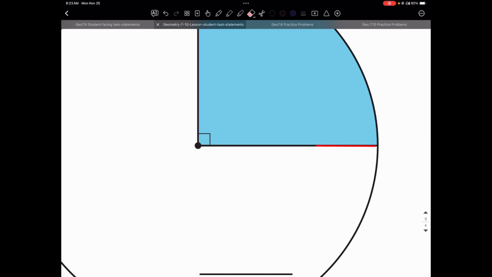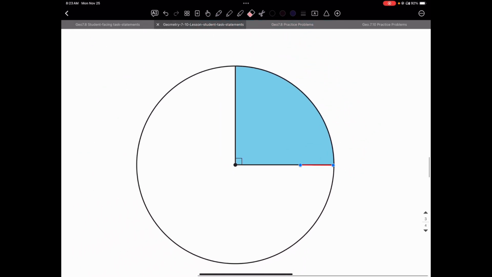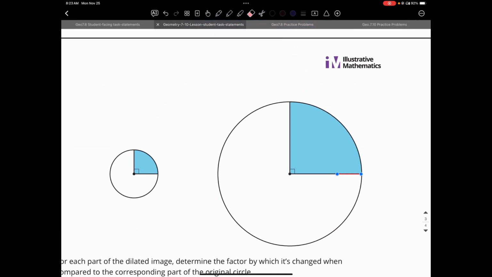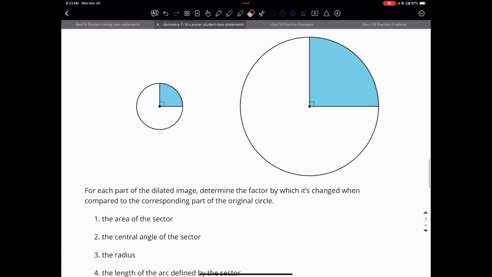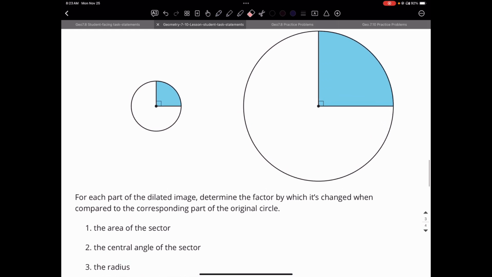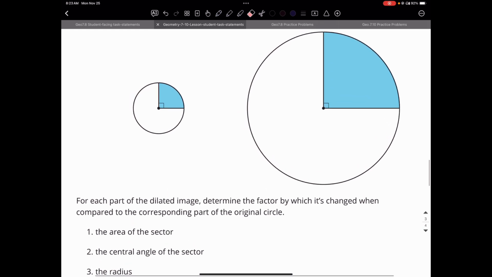Now, I'll admit the first time I did this one, I didn't even notice that they had put a scale factor on the previous page. So I did that for nothing basically, but it checks out. So I'm okay with the fact that I did a little bit extra work. For each part of the dilated image, determine the factor by which it's changed when compared to the corresponding part of the original circle. So the area of the sector.